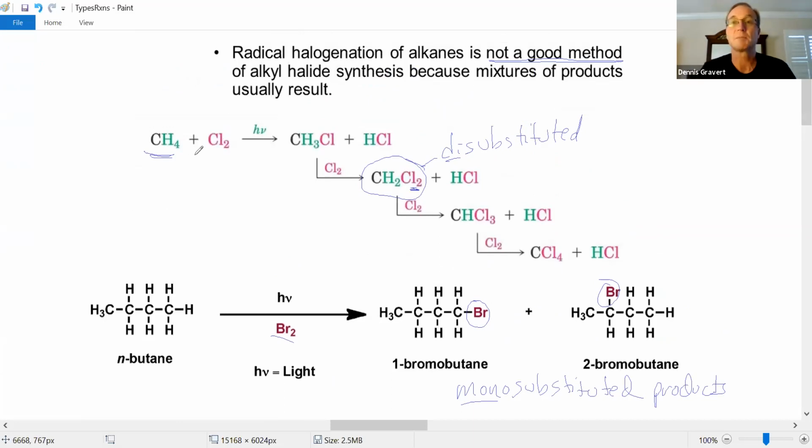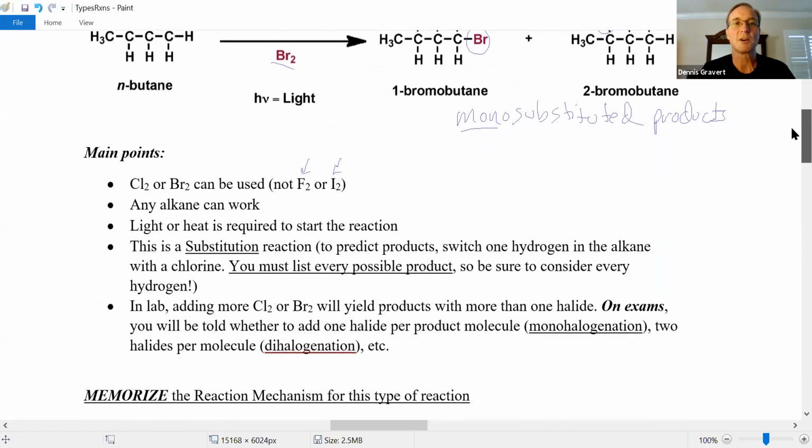Pattern's the same. Substitute a hydrogen with that halide. What else do we need to know? Yeah, any alkane can work. You do need heat or light, and the mechanism is going to explain why. Why do you need heat or light? Well, we'll see in the step-by-step process of doing the reaction why heat or light is required.